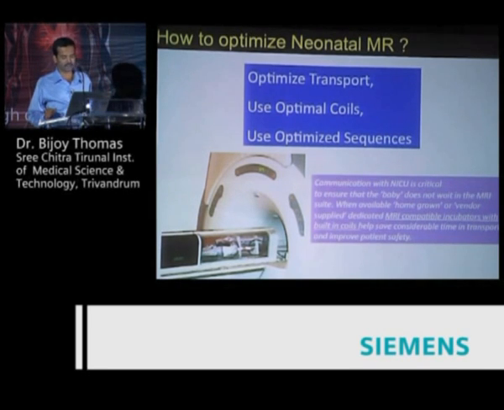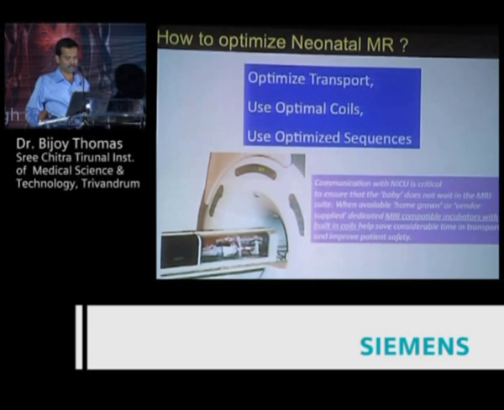So optimally, they can be transported using an MR-compatible neonatal transport ventilator with a head coil attached. But the problem is that this head coil attached to a neonatal transport ventilator is very expensive. It costs anything above $500,000 US, which may not be affordable in this part of the country, and is more than the cost of most of the 1.5 Tesla MR machines available in this country.